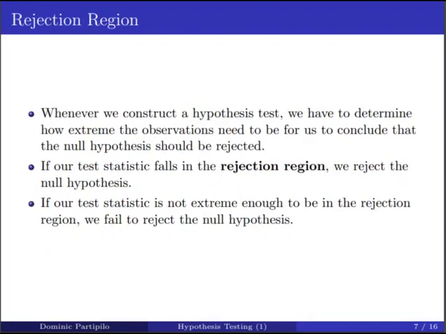Now we also have to talk about what's called the rejection region. Whenever we construct a hypothesis test, we have to determine how extreme the observations need to be for us to conclude that the null hypothesis should be rejected. If our test statistic falls in the rejection region, then we reject the null hypothesis. And if our test statistic is not extreme enough to be in the rejection region, then we fail to reject the null hypothesis. And we'll look at an image of this in a little while.